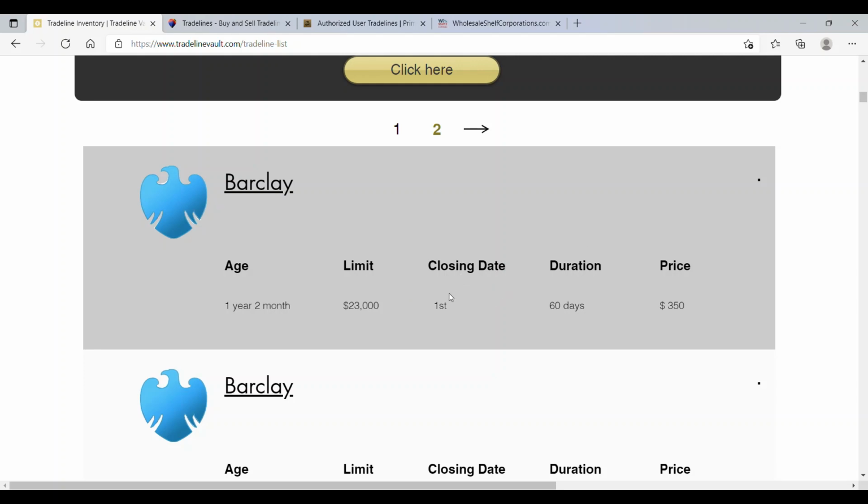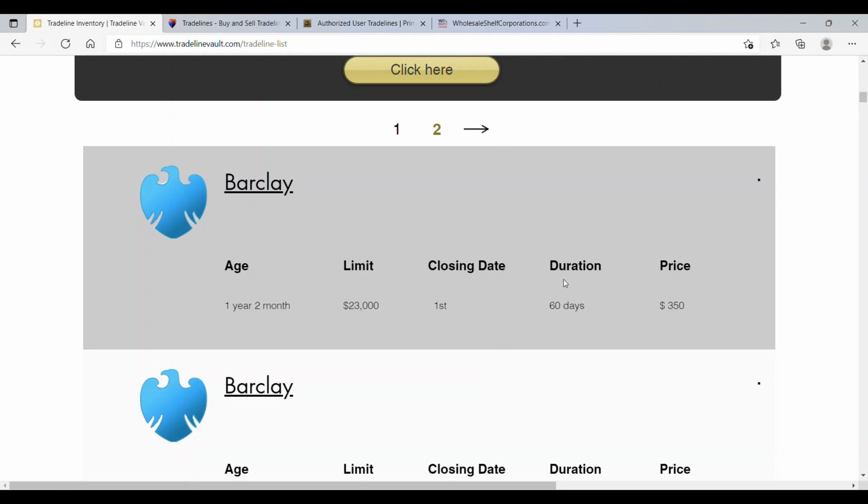If you look at today's date, it's November 22nd. So you want to buy this before December 1st so it can report within that month of December. You don't want to buy it after. The duration is how long it would stay on your credit report. 60 days is pretty much 2 months, so you have 2 months to go out and do what you want to do.